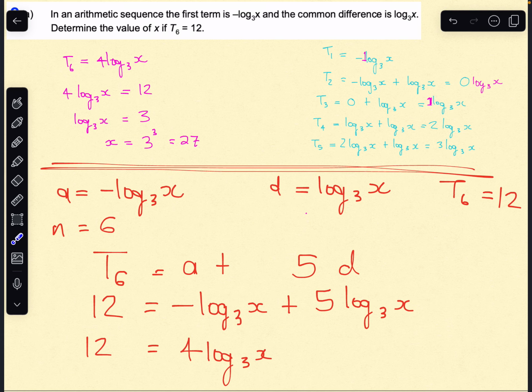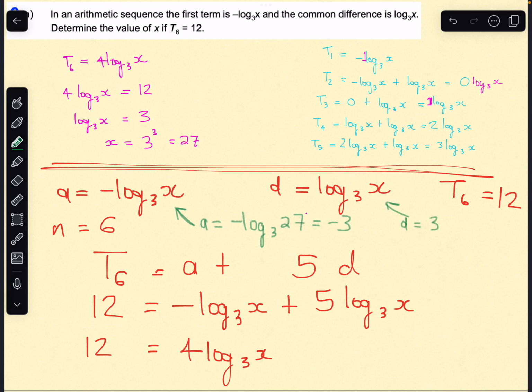Of course, it's always useful to test these things just to make sure that it does indeed work. So if we use x is 27, then a will be minus log base 3 of 27, which is minus 3, right? To what power do I need to raise 3 to get 27? It's 3, and then that minus is that minus over there. So the first term will be minus 3. d will be log base 3 of 27, which is just 3.